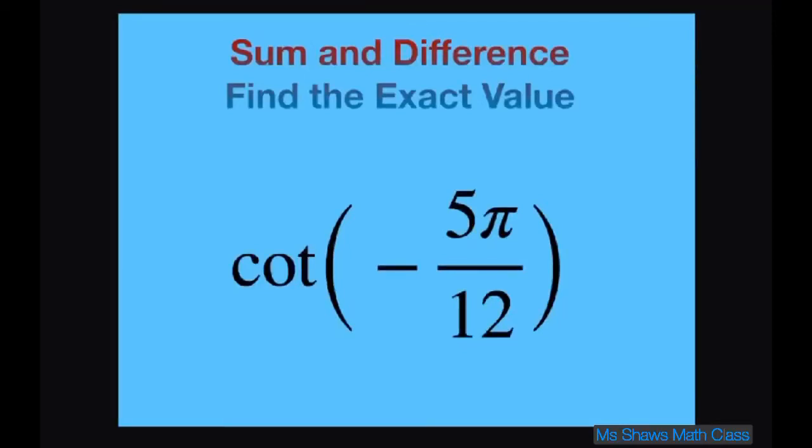Hi everyone, we're going to find the exact value of cotan of negative 5 pi divided by 12. You notice we don't have a formula for cotan with our sum and difference formulas. So what we're going to do is write this as 1 divided by tan, since cotan is 1 divided by tan. So I can write this as 1 divided by tan of negative 5 pi divided by 12.